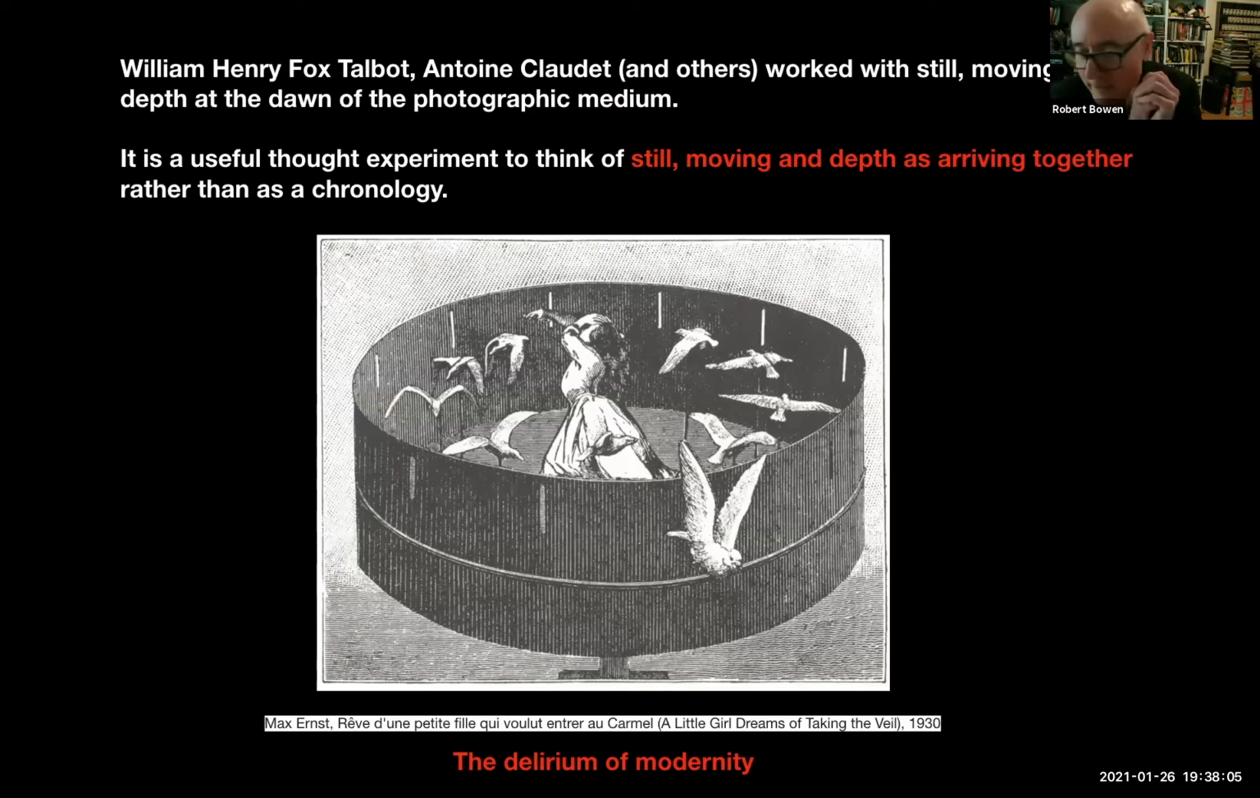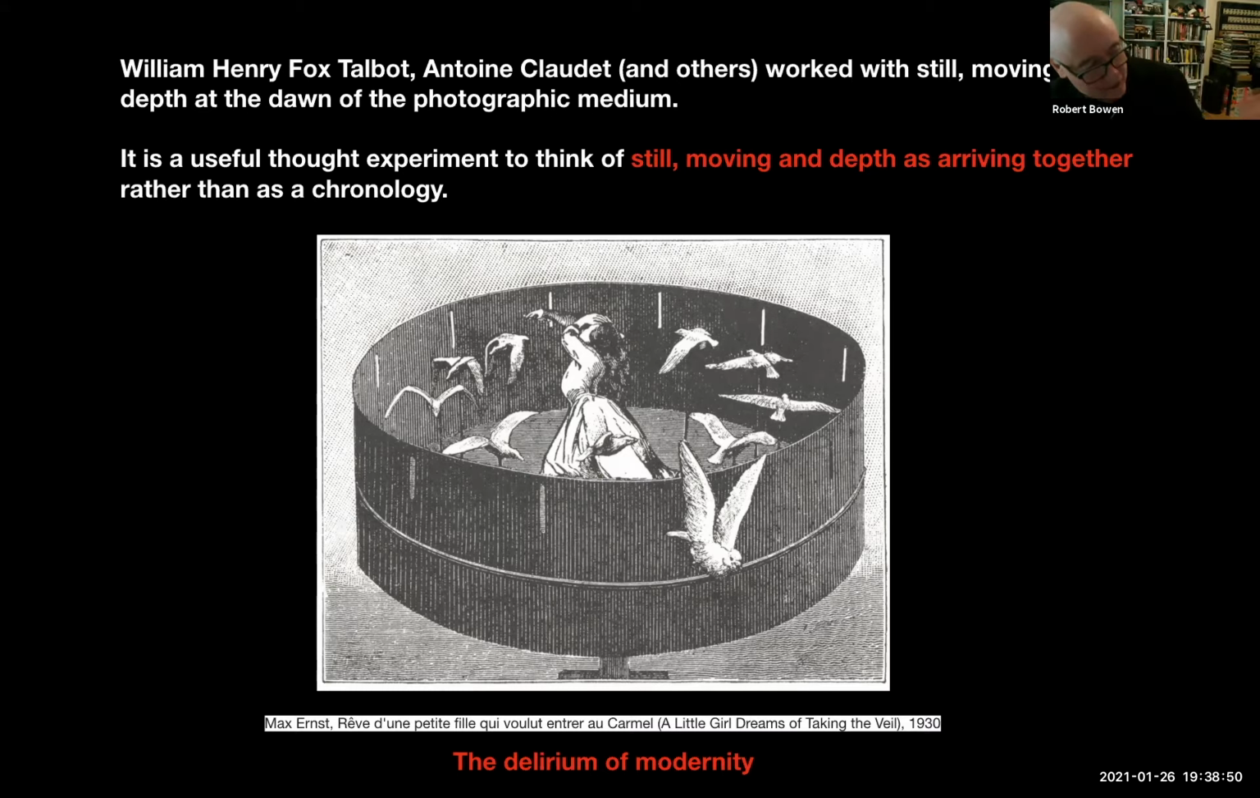So Talbot and Claudet are very close friends, and they play chess together, and there are photographs of them playing chess together. They both work on still, moving, and depth together. And so in this book I'm writing, I'm going to argue that it's a useful thought experiment. Now, we all know what a thought experiment is, a Gedanken, because we just looked at Einstein's. This is a useful way to think about photography, as thinking that all three of these mediums land all at the same time.